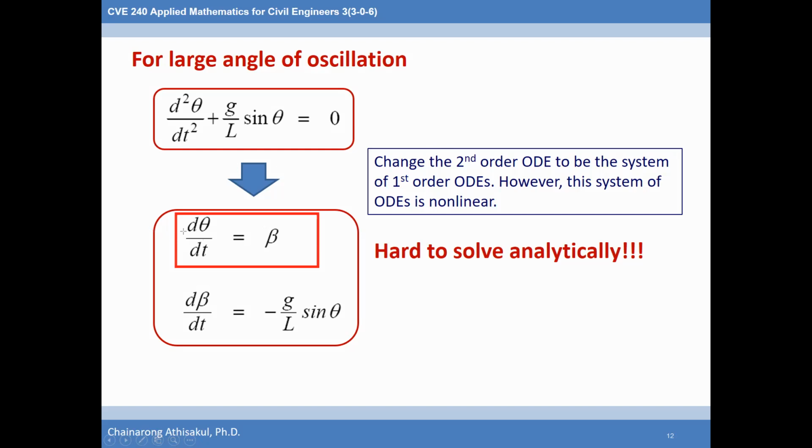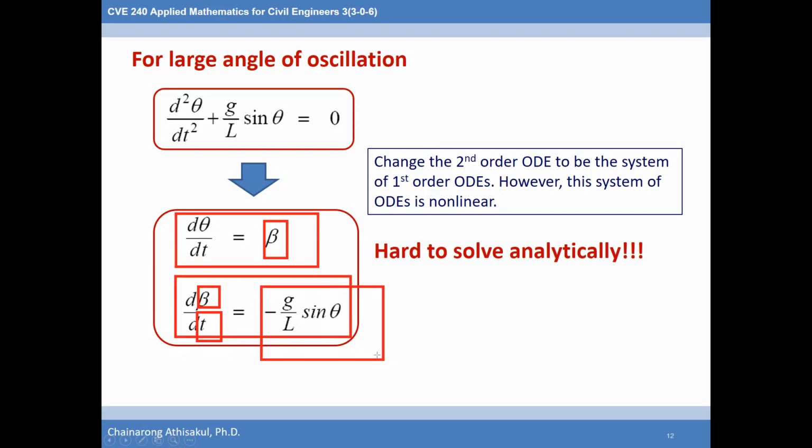So for this first equation, y represents theta, x is represented by t, and f(x, y) now is beta. And for the second one, y is beta, with dy by dx, and x is t, and f(x, y) is equal to minus g over L sine theta.